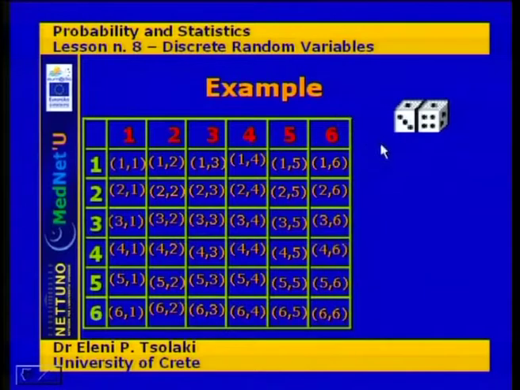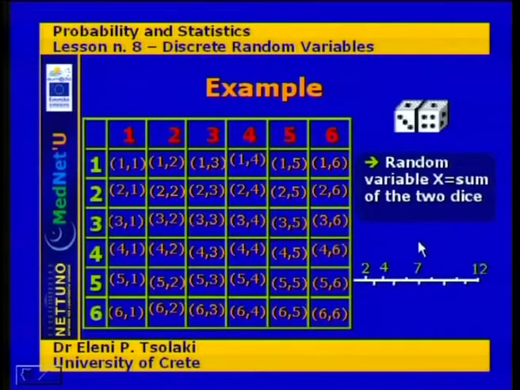And here is the example of the 2 dice. We throw 2 dice. We have our sample space, as we know, 36 elements in our sample space. And the random variable x here we define will be the sum of the 2 dice. So each element from this table is going to be sent to a real number. As this is the sum of the 2 dice, the element 1, 1 will be sent through the random variable x to 2.